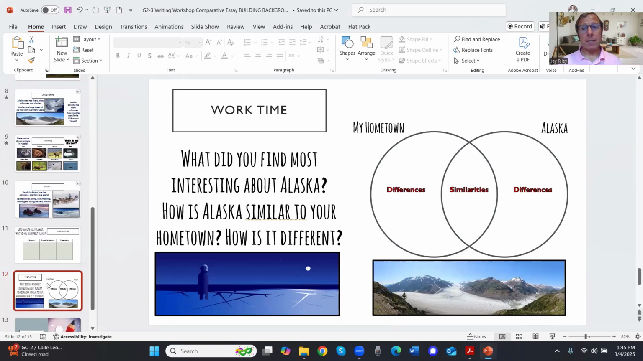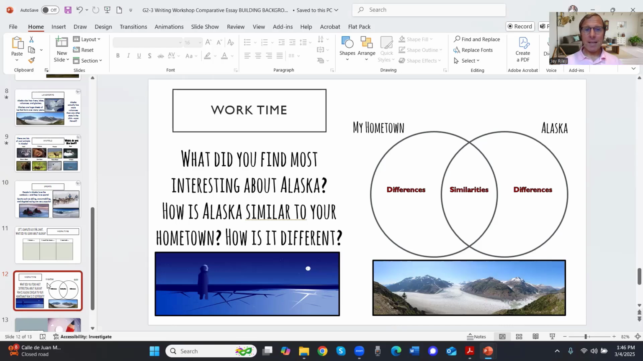So we're going to talk about what are some things that are similar. People love sports, maybe. That might be one similarity. Maybe there are some beautiful landforms, both in Alaska and in your hometown. And then we want to talk about differences. Likely you're going to say that the sun rises and sets every day in your hometown. And in Alaska, there are periods of time where it never rises or it never sets. And of course, that's going to depend on where you live. Another similarity might be that you both get snow.